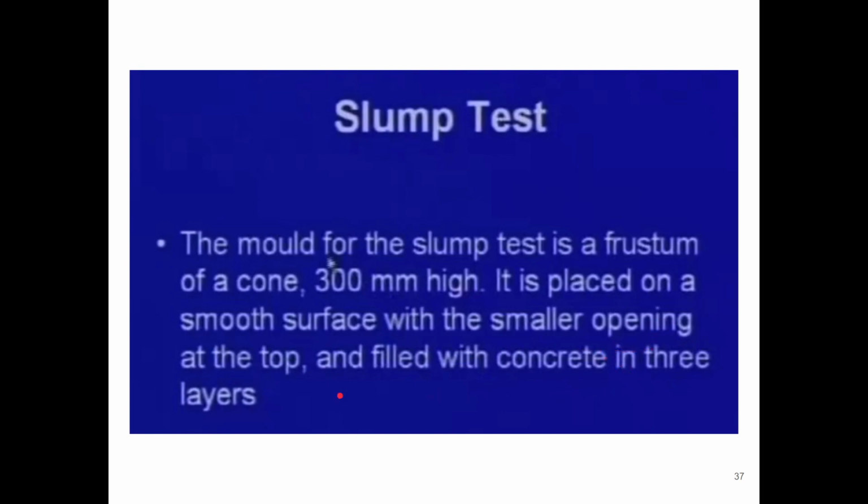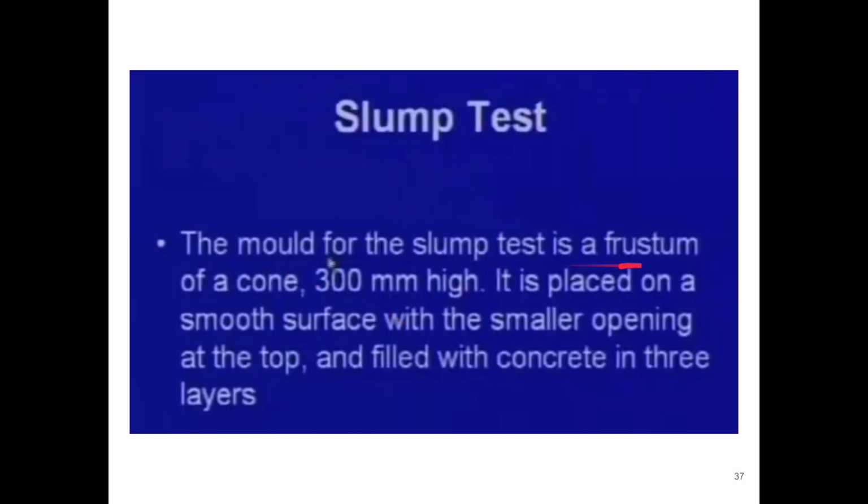It is filled with concrete in three layers of equal volume. So this is the shape of the frustum of the cone. As you can see, this is 10 centimeter, this is 20 centimeter, and this is 30 centimeter. That is 100 mm, 200 mm, 300 mm.